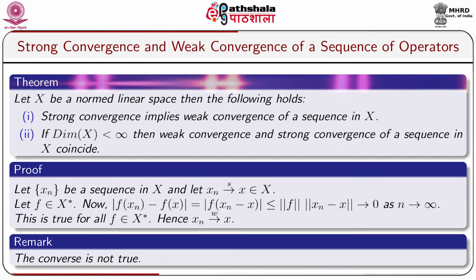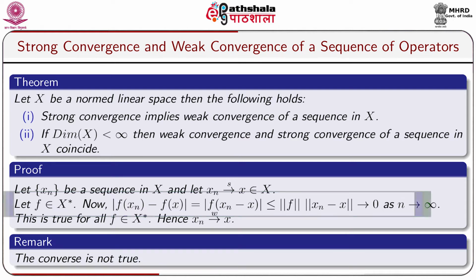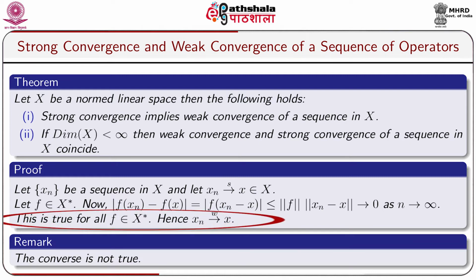Now let us take a proof. Let the sequence x_n be a sequence in X, and let x_n converge to x strongly, where x belongs to X. Let f belong to X star. Now, modulus of f(x_n) minus f(x) equals modulus of f(x_n minus x) because f is linear. As f is bounded, modulus of f(x_n minus x) is less than or equal to norm of f into norm of x_n minus x, which goes to 0 as n tends to infinity. This is true for all f belonging to X star, hence x_n converges to x weakly.